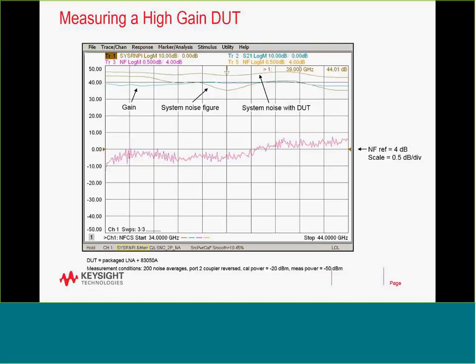So the more gain your device has, the lower the jitter is going to be in any measurement. And this applies also to the Y-factor method, where you might have to add an external preamp to reduce the total jitter in the measurement.